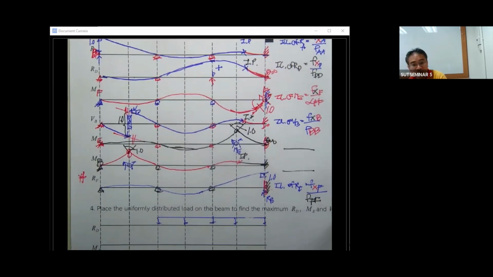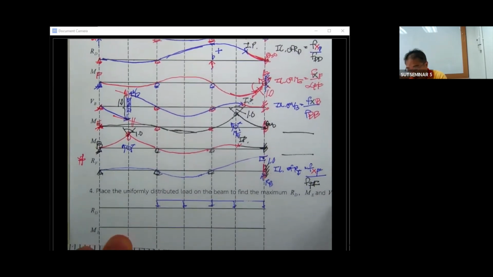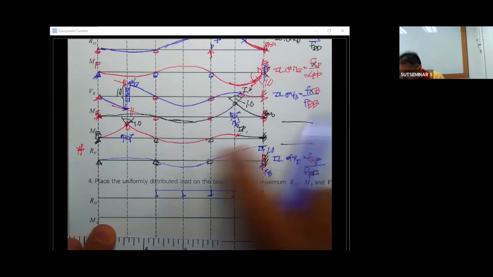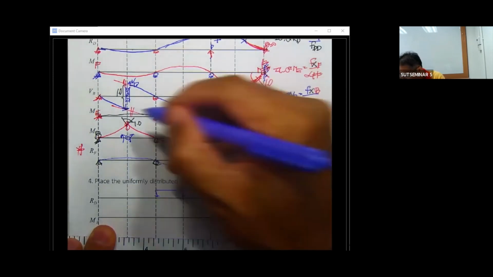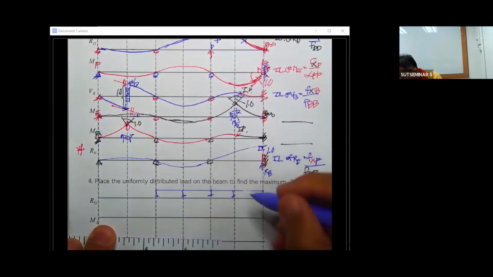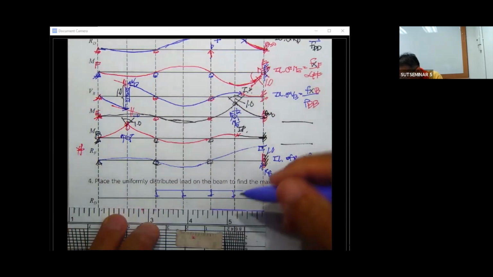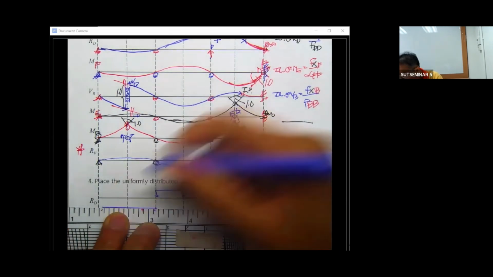How about M sub E? M sub E is this. Which one? Is it this one? This is positive. This is positive. So for the M sub E, you have this one, M sub E, positive.